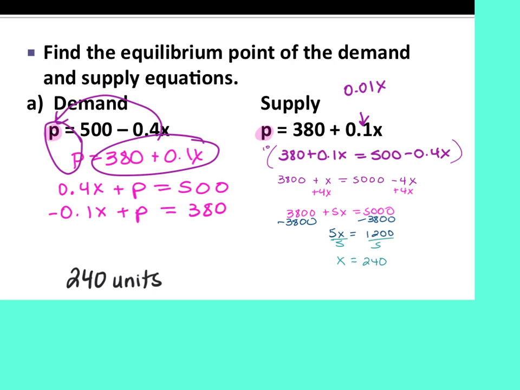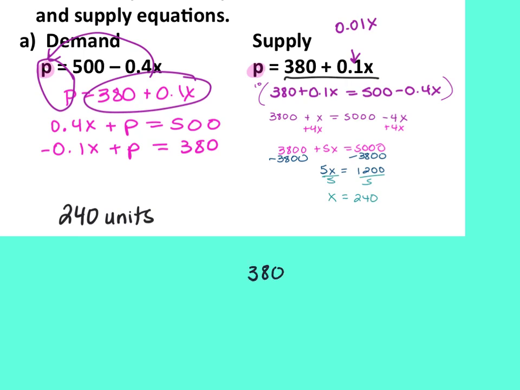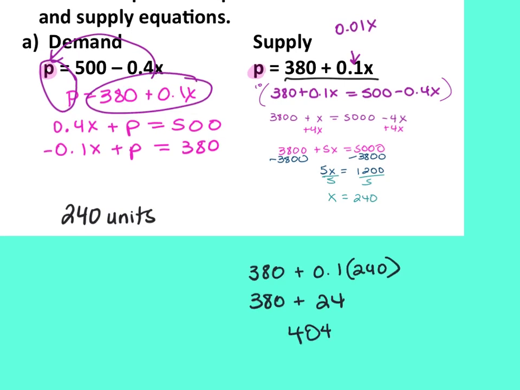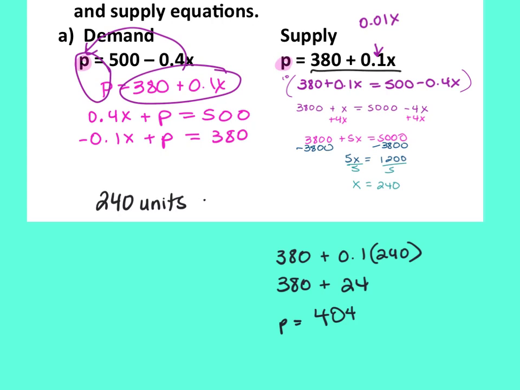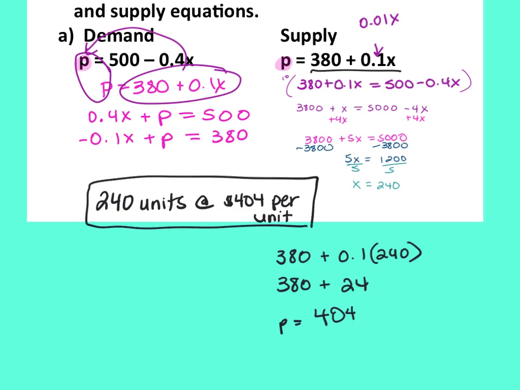It needs units and it needs price per unit. So what do I do with that 240? Take it, plug it back in, and it doesn't matter which one you plug it into. Multiplying by a 0.1 is a little bit easier than a 0.4. So I can do 380 plus 0.1 times 240. That's moving my decimal one place. And that's P. So that is your ideal amount: 240 units at $404 per unit.